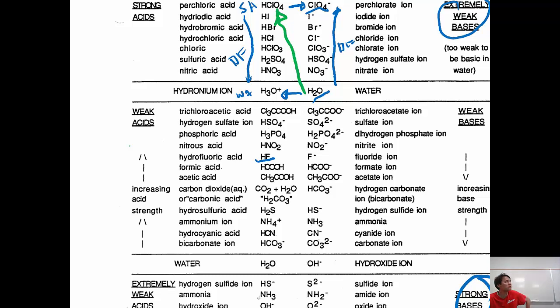HF reacts with all bases stronger than fluoride. And so what would neutralize it? A stronger base, like for example, formate. This is a stronger base. Acetate, bicarbonate, hydrogen sulfide, ammonia, cyanide, carbonate, hydroxide, sulfide. All those bases will react with HF. However, these bases shouldn't. Nitrite, no. Dihydrogen phosphate, no. Sulfate, no. Trichloroacetate, no. Water, no. Nitrate, no. Do you see that? And so this is one way we use this chart. We use this chart quite a lot.